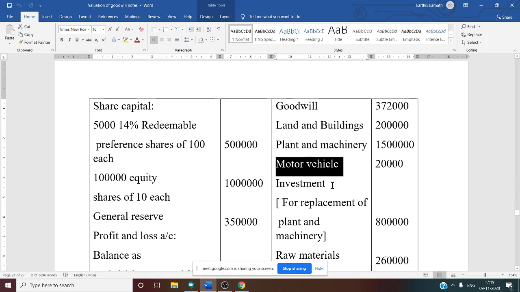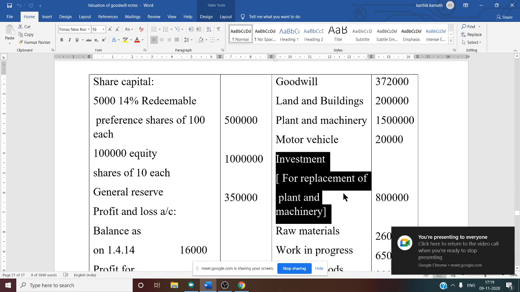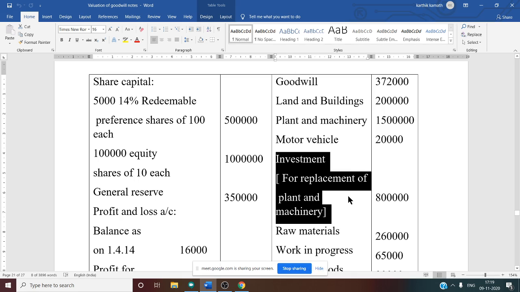See this. Now what is different in this problem? The different thing in this problem is about investment. In the previous problem, they had not mentioned anything about the investment, so we took it as a non-business asset. But in this problem, see the purpose of investment given in the bracket. What is that? For the replacement of plant and machinery. So this is internal in nature.